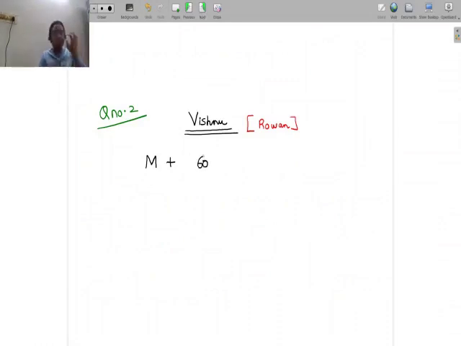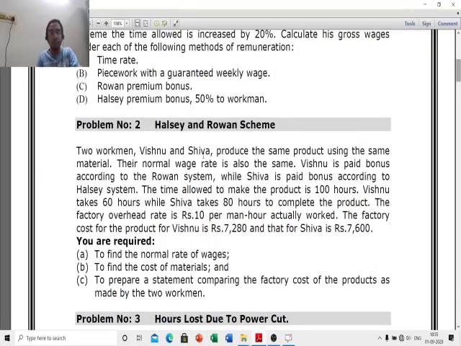Now, what is the rate at which Vishnu is paid for every hour? We don't know that. But we know one thing: whatever is the rate at which Vishnu is paid for every 1 hour of work, it is the same rate at which Shiva is also paid for 1 hour of his work, right? So, now we don't know that. That is in fact the first requirement.